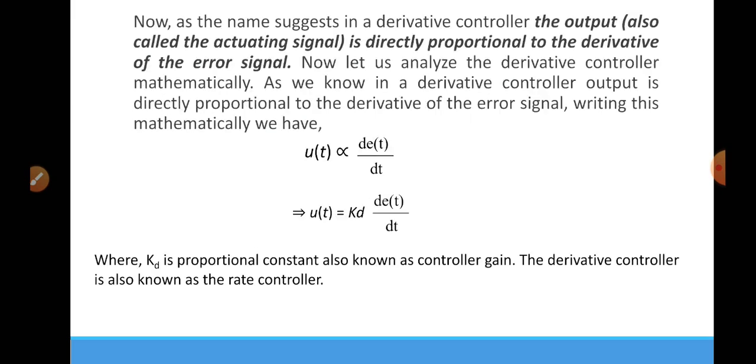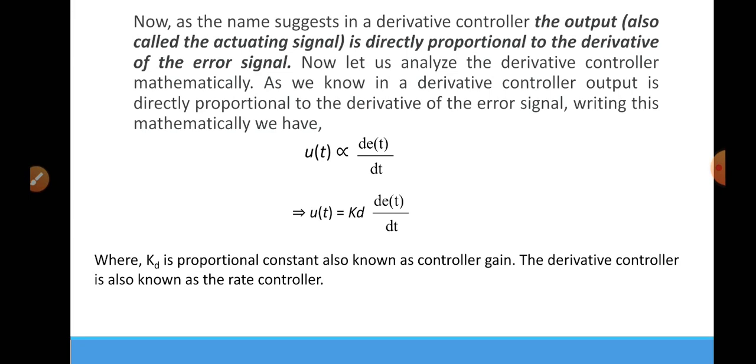Let us discuss this derivative controller now. As the name suggests, the output of the derivative controller, also called the actuating signal, is directly proportional to the derivative of the error signal. The error signal is nothing but the input signal for the controller. The error signal is generated by the error detector by comparing the reference signal with the feedback signal, and that error signal is given to the derivative controller as an input.